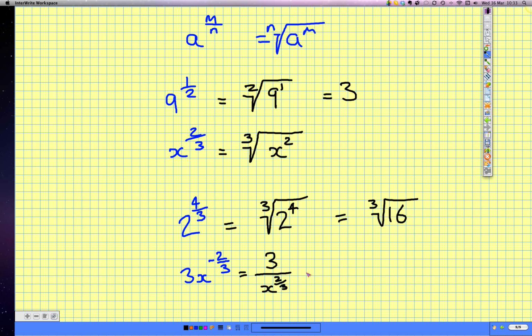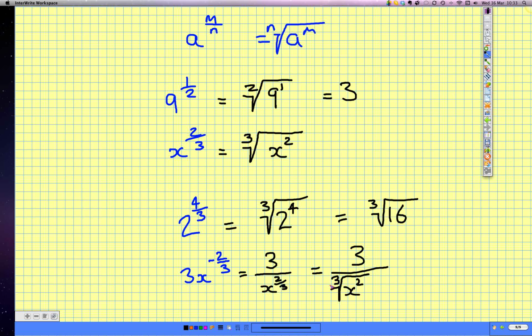Okay, now we've got that far, we can then worry about the fractional part of it. So this is 3 over x squared, all cube rooted. Now that's a particularly nasty one, but I can't promise something like that wouldn't come up on your paper.